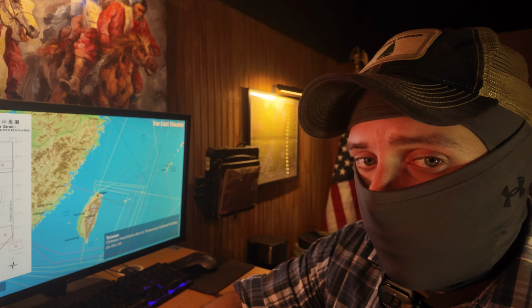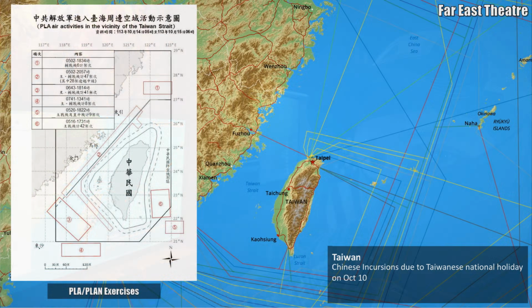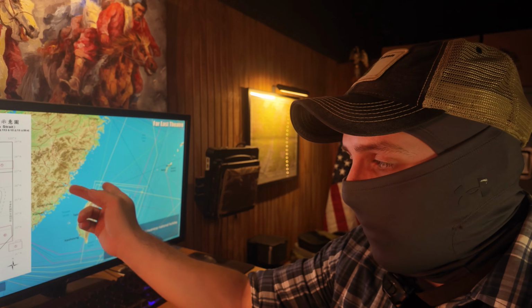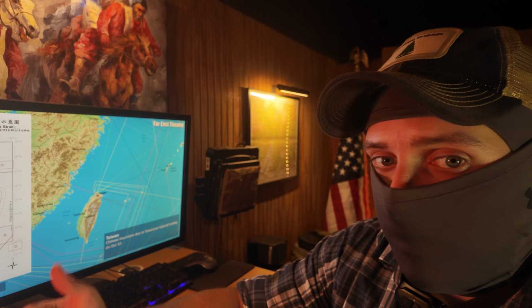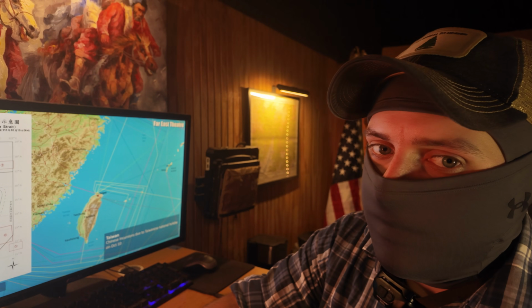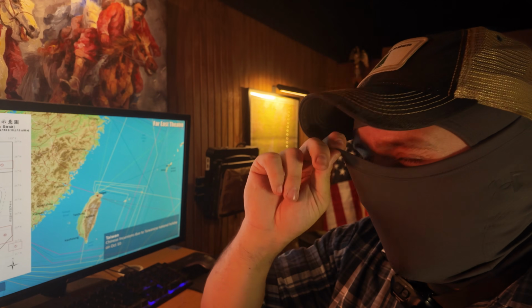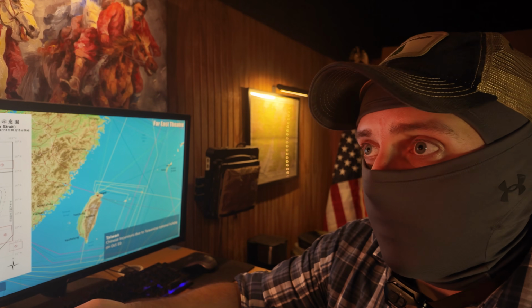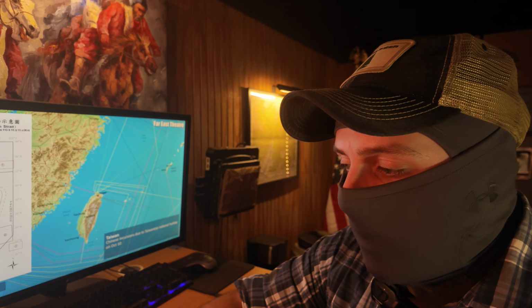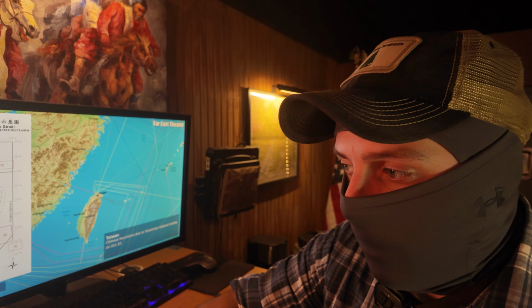And finally, let's jump overseas for a moment to the Far East Theater. Just wanted to briefly touch on the Chinese drills that occurred in the vicinity of Taiwan. Again, this is why context is important, because you might see these reports of 100 and something aircraft and dozens of ships off the coast of Taiwan or surrounding Taiwan. That's what the mainstream media said. They're technically correct, but if you had a calendar, you'd understand that this was October 10th, Double Ten Day for Taiwan. It's not like their Independence Day, but it celebrates the Wuchang Uprising, which led to the development of the nation-state of Taiwan. So it's basically like their national holiday, or one of their national holidays.